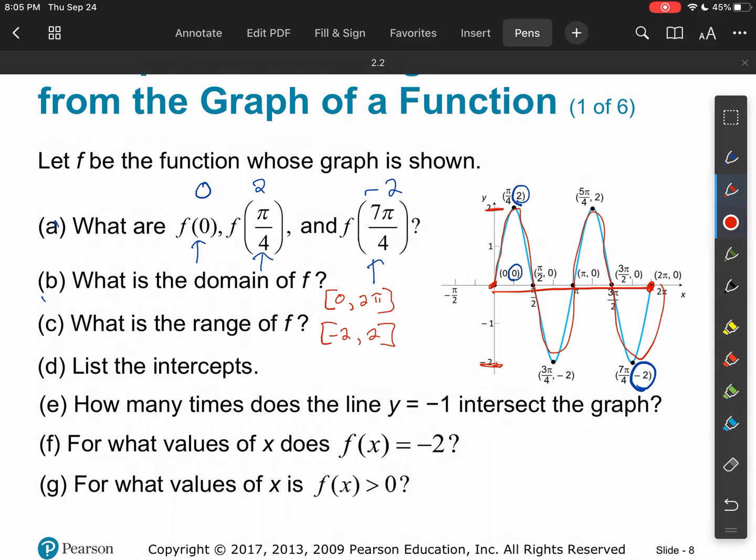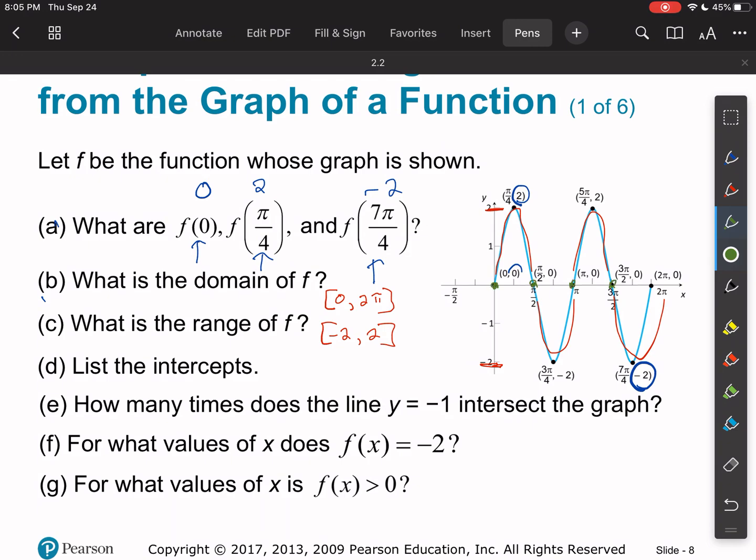Okay, then it says to list the intercepts. So these are just going to be the points where we have intercepts. Okay, so let's look at these points here. So an intercept is just a place where it crosses an axis, right? So we'll do these in green, even though they're already in black.